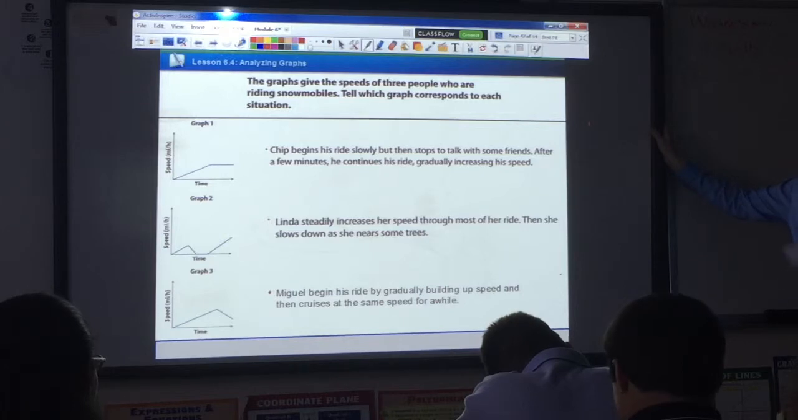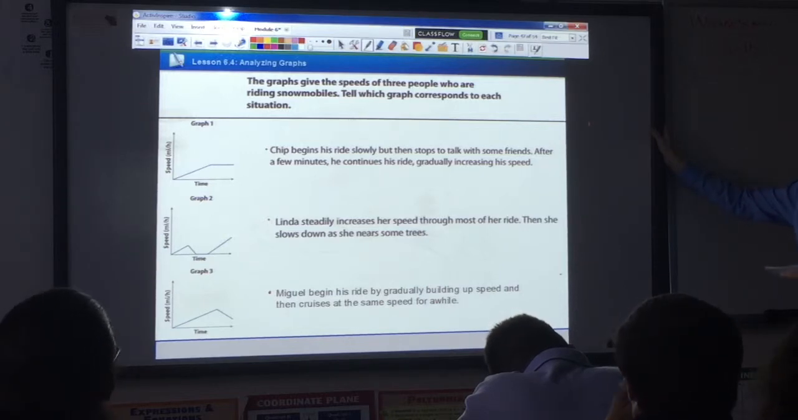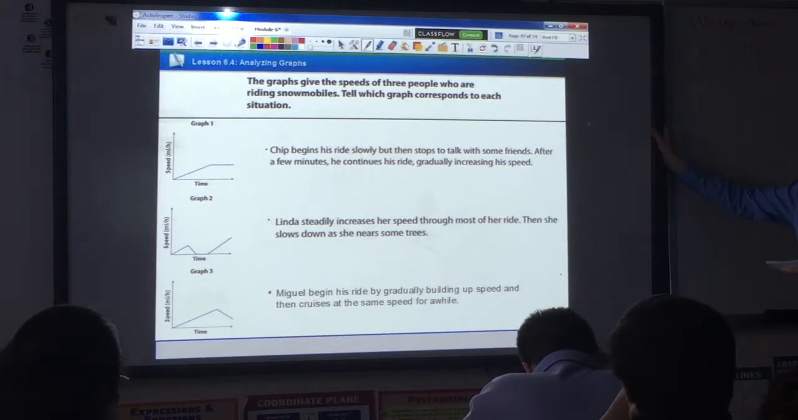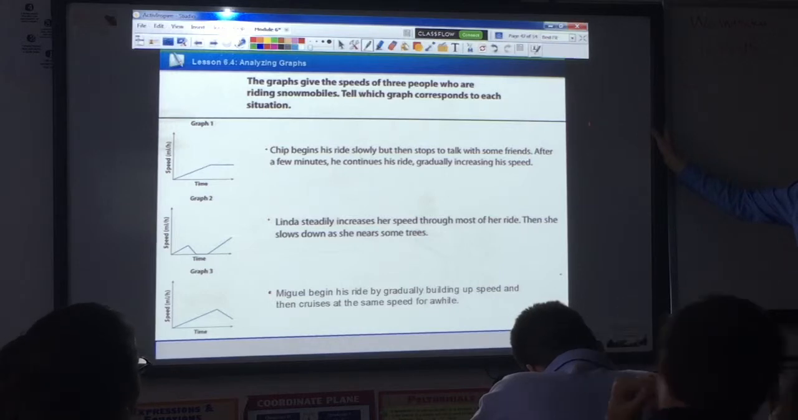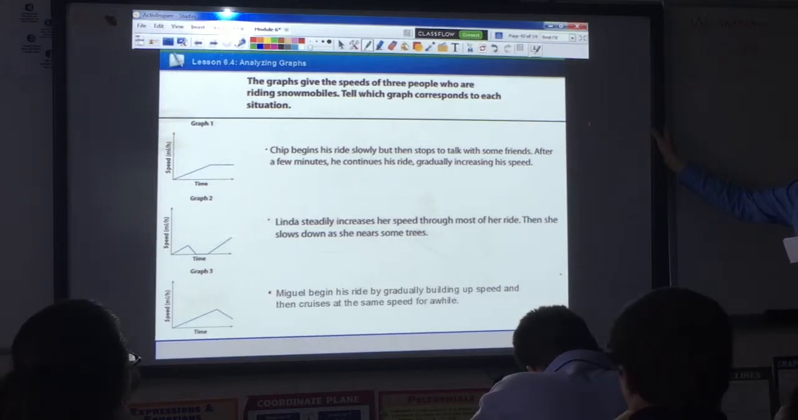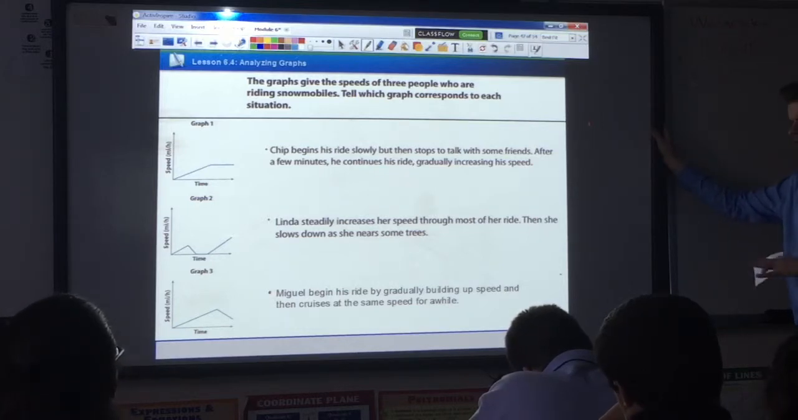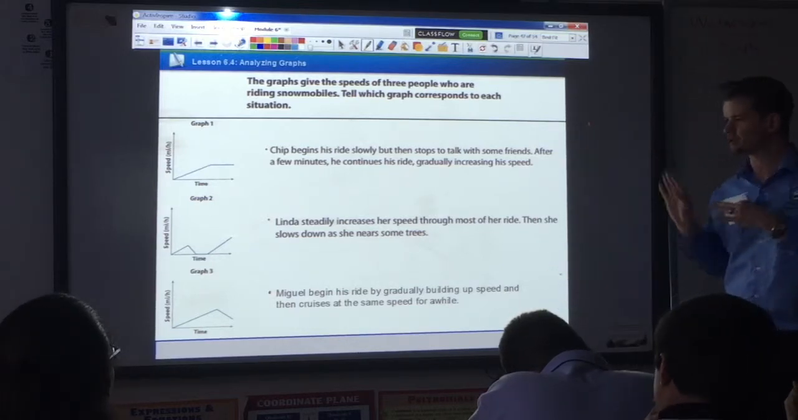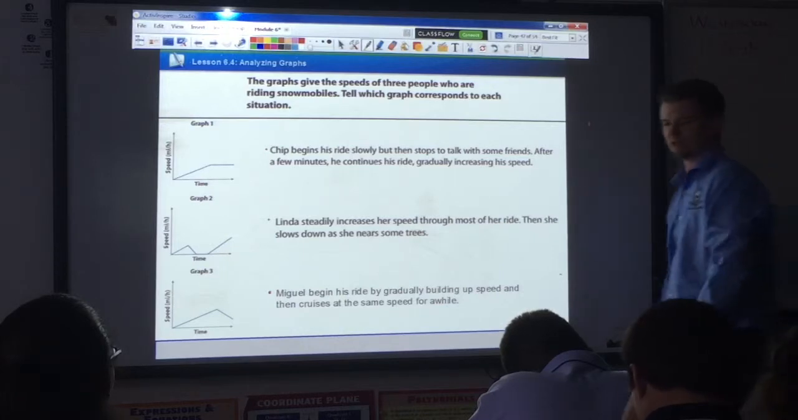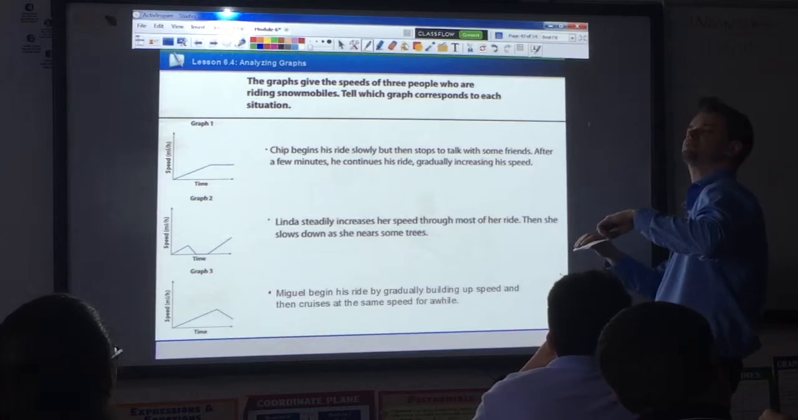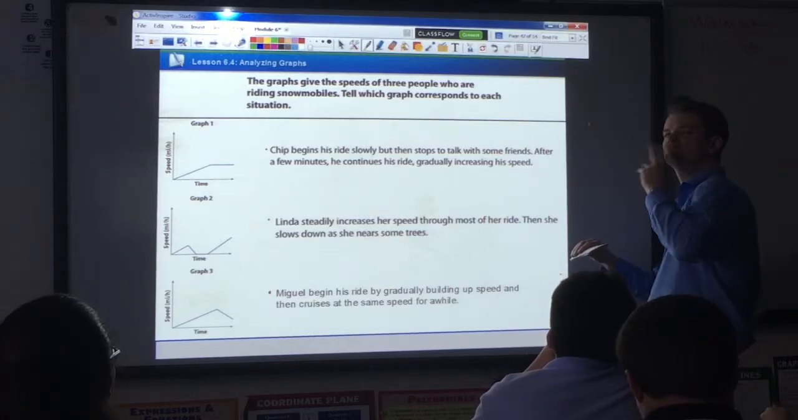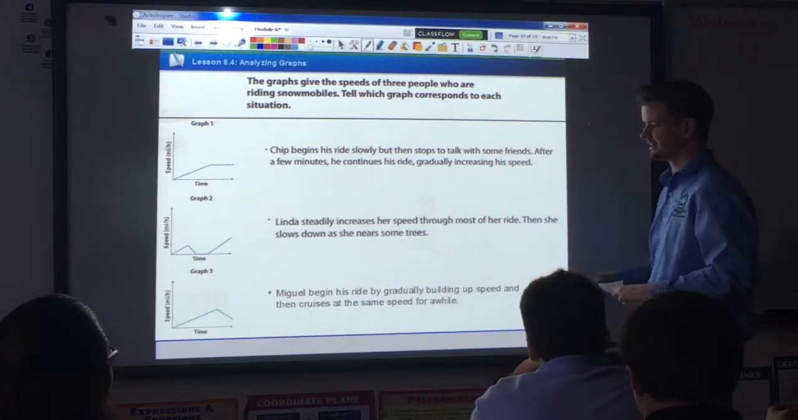So, please read what Miguel did. Miguel began his ride by gradually building up speed and then continues at the same speed for a while. Okay, so Miguel begins his ride by gradually building up speed, and then he just cruises. He puts his arm right there and just cruises. Maybe does a little peace sign, takes a selfie. All right, he cruises at the same speed for a while.